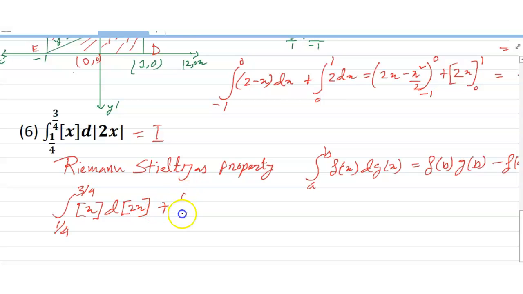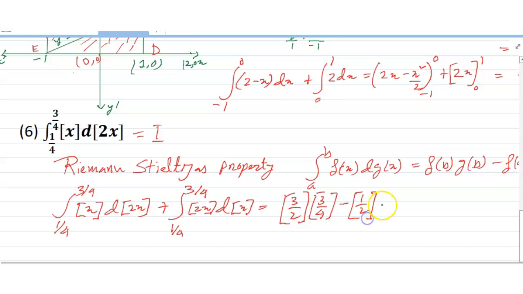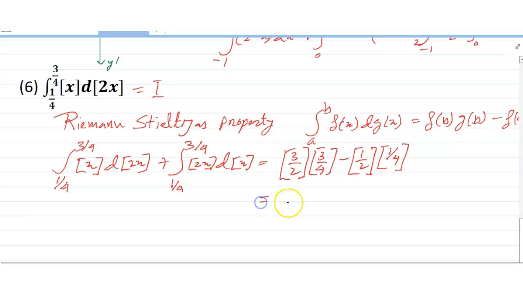Plus 1 by 4 to 3 by 4, box 2x into d of x is equal to box of 3 by 2, 3 by 4 minus 1 by 2 and 1 by 4. This type of problem is based on techniques. If you understand this technique, then you can solve this problem. This is not so much tough.